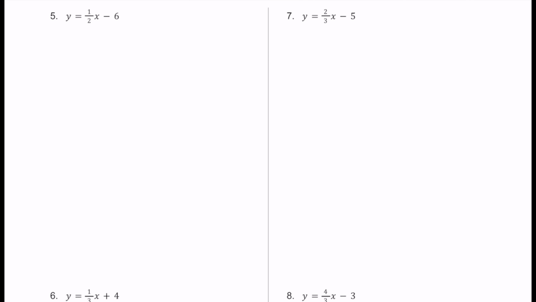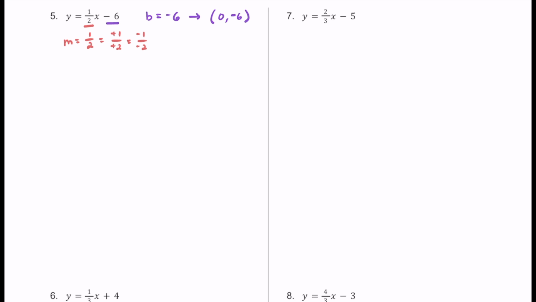Number 5. For number 5, we have this equation of y is equal to 1/2 x minus 6. So we have a fractional ratio here, or fractional slope. So here we can see that m is equal to 1 over 2. So we can either think about that as a positive 1 over a positive 2, or we can think about that as a negative 1 over a negative 2. And then for our y-intercept, we can say here that b is equal to negative 6. And so we know the point on the graph is going to be 0, negative 6.